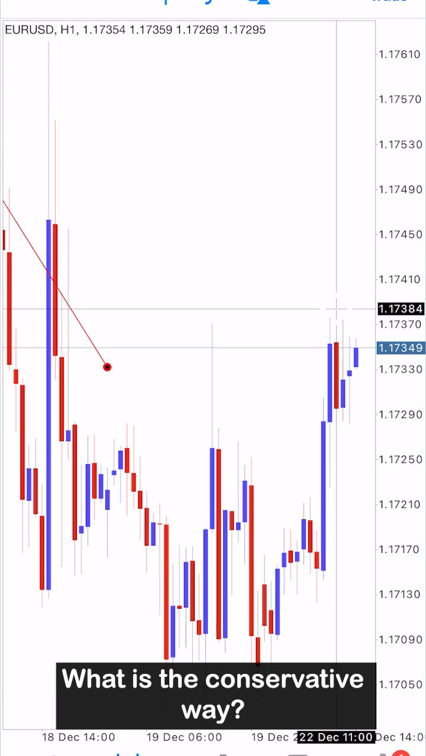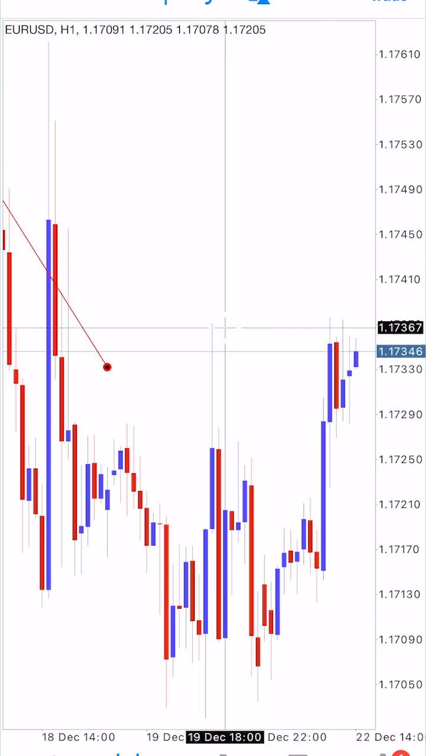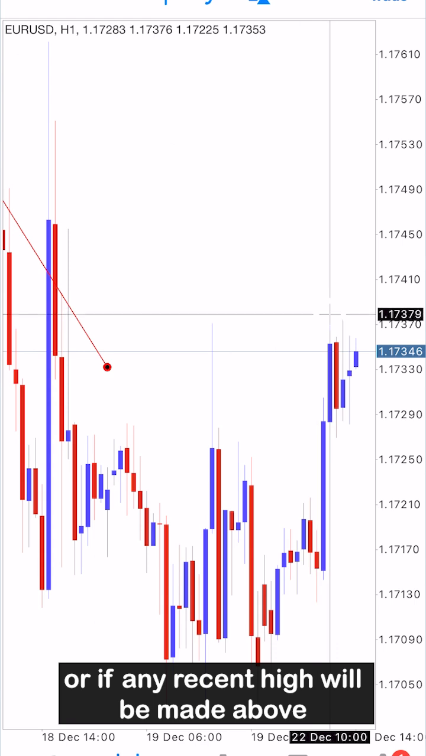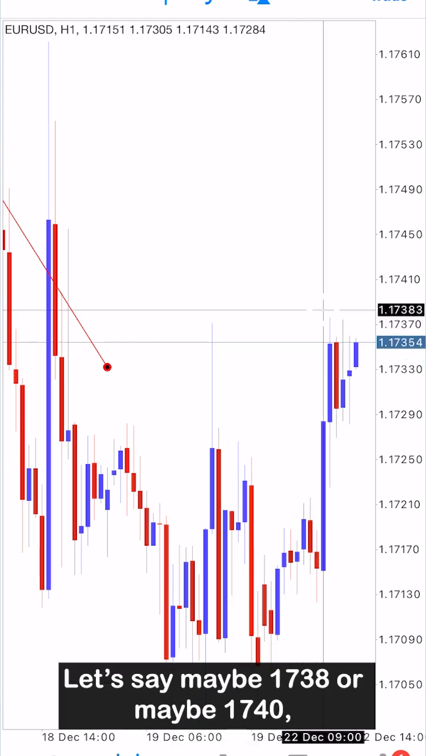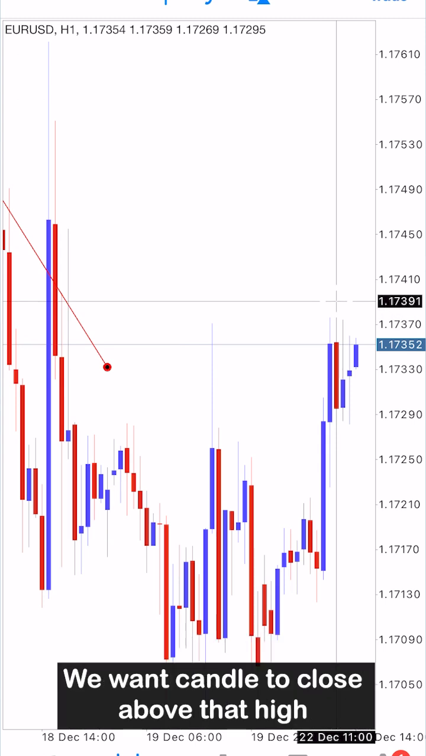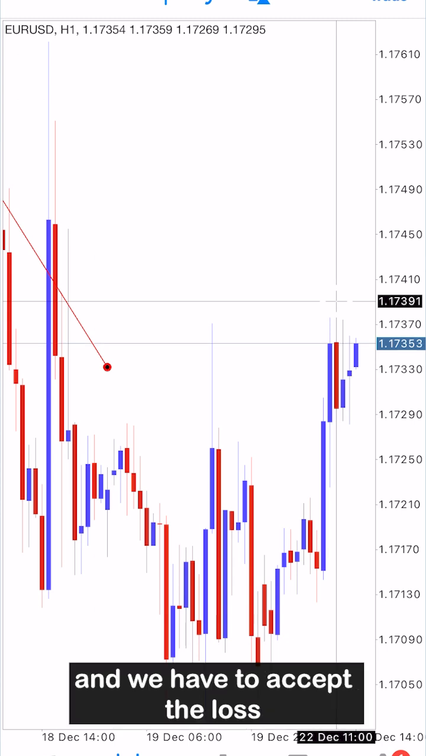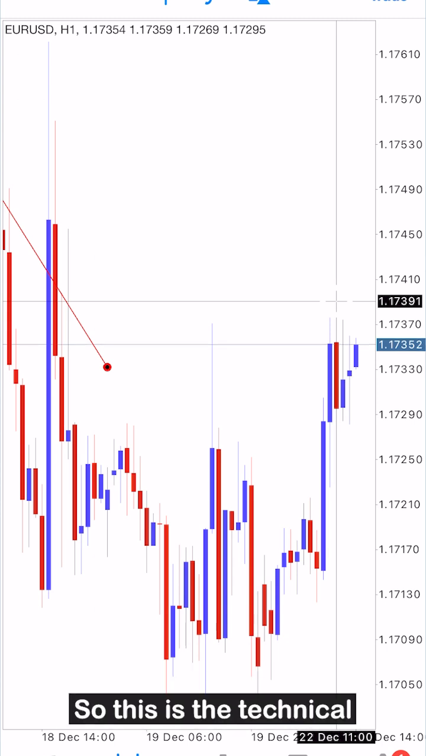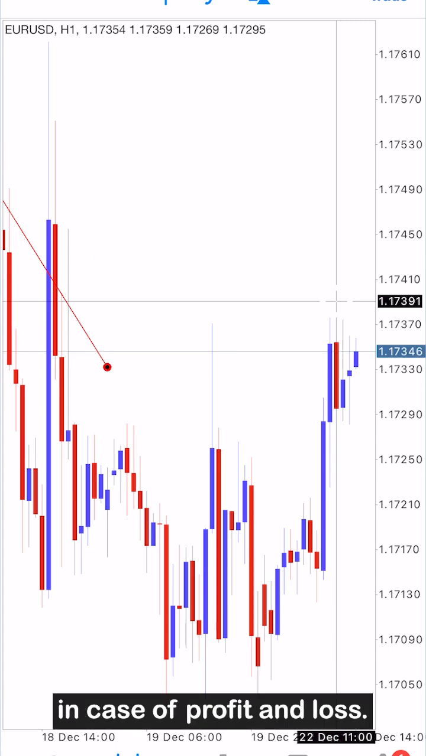What is the conservative way? The conservative way is to simply wait for the closure of the 1 hour candle above this previous high, or if any recent high is made above the previous high. Let's say maybe 1738 or maybe 1740, whatever the recently made high will be. We want the candle to close above that high in order to consider that the bearish setup failed, and we have to accept the loss and exit the position. So this is the technical way of understanding how we are going to enter and exit in case of profit and loss.